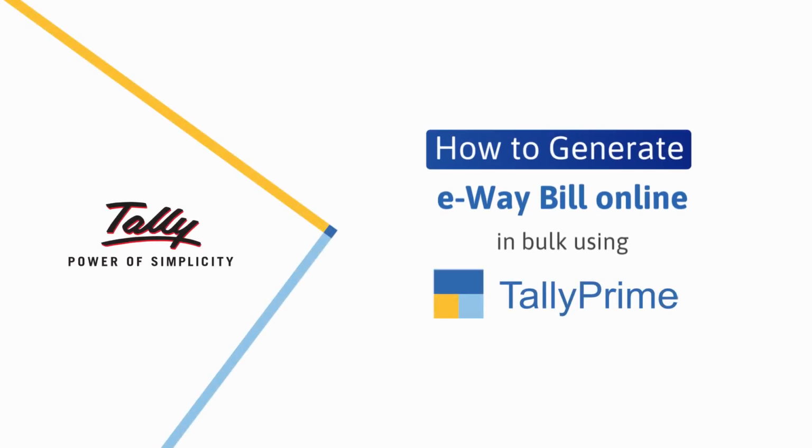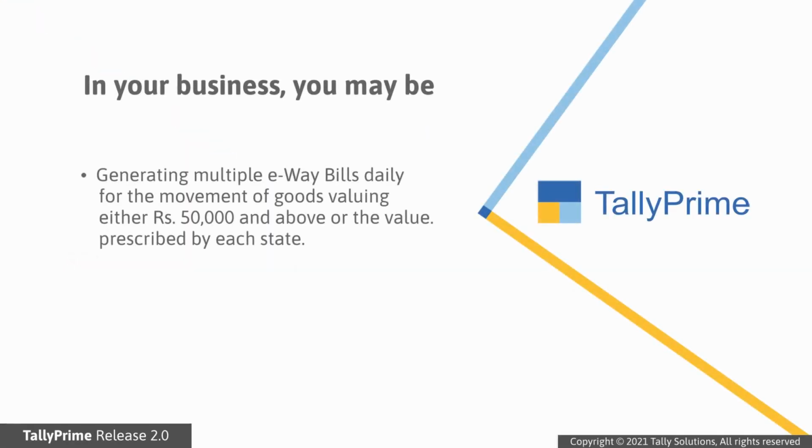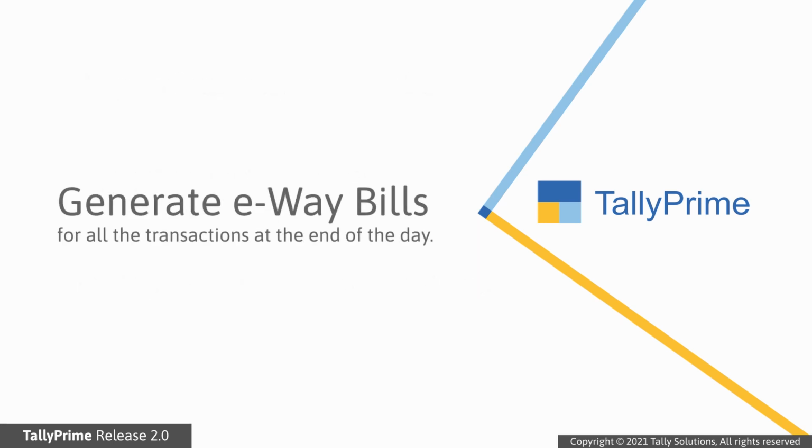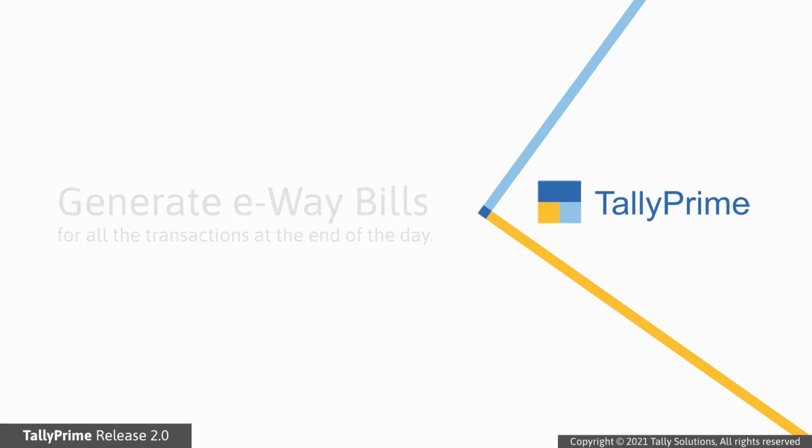In this video, you will learn how to generate multiple e-way bills online in bulk using Tally Prime. You may be generating multiple e-way bills daily for the movement of consignments worth either Rs 50,000 or more or the value prescribed by each state. You may be availing the transporter details of all the consignments later in the day. And therefore, you would want to generate e-way bills for all the transactions at the end of the day.